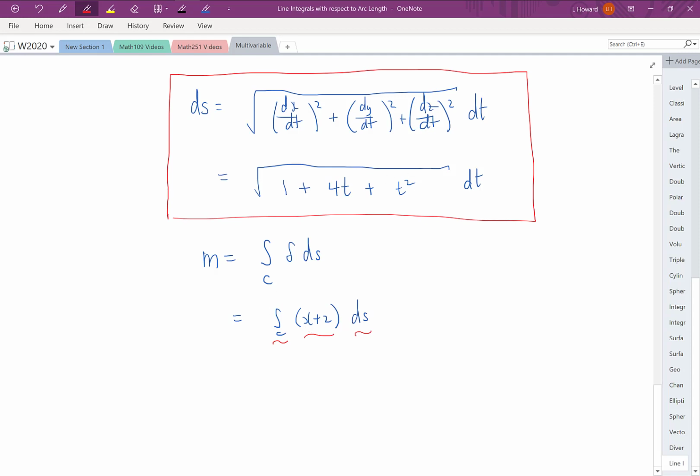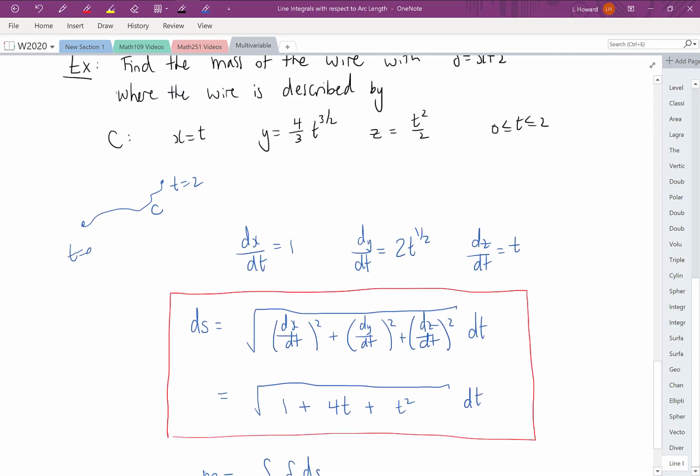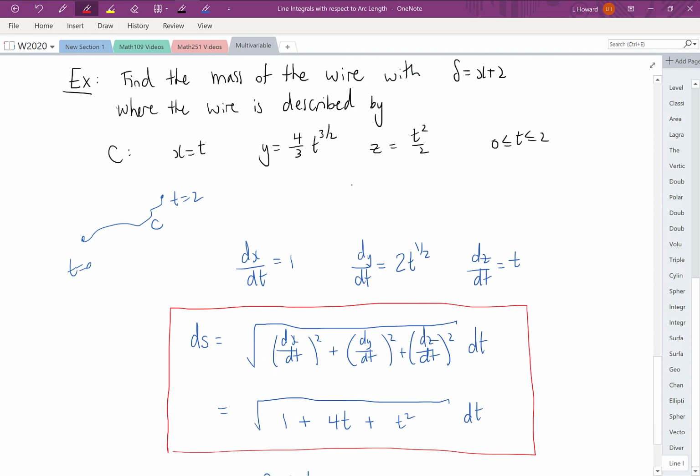To get the x plus 2 in terms of t, we can look back to our problem. Remember, we were given formulas for how x, y, and z depend on t. So we can just replace our integrand with the appropriate functions in terms of t.